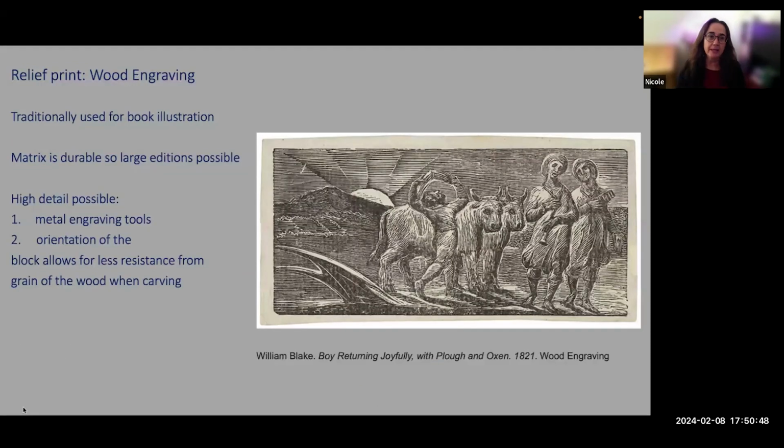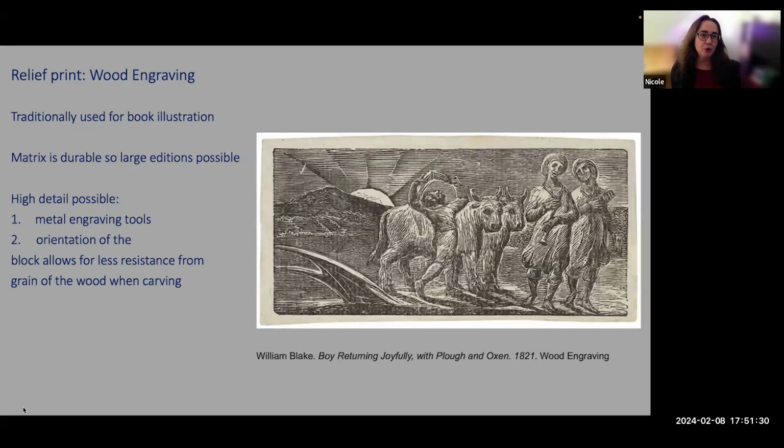Another type of relief printmaking is wood engraving. This is traditionally used for book illustration, and we're looking at an example by William Blake here on screen now. This would have been engraved with a similar set of metal tools, and those metal tools allow for a finer degree of detail in the resulting carving. English artist William Blake was one of the early pioneers of this medium. He illustrated the book Thornton's Pastorals of Virgil in 1821 with a series of wood engravings. The book is a collection of ancient Roman poems extolling the virtues of rural life. One of Blake's illustrations is Boy Returning Joyfully with a Plow and Oxen.